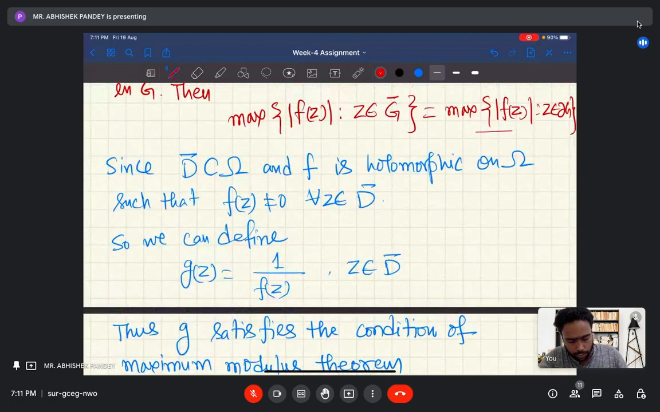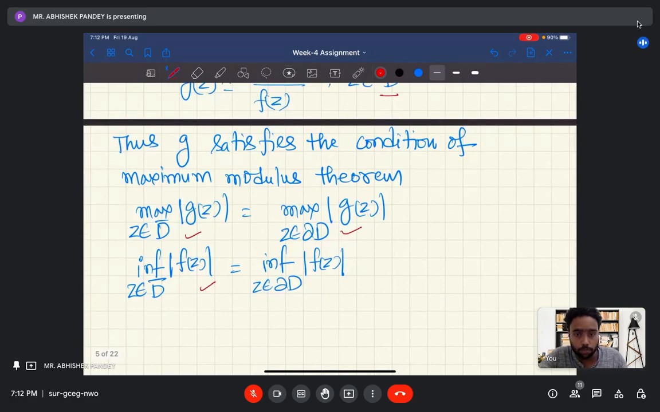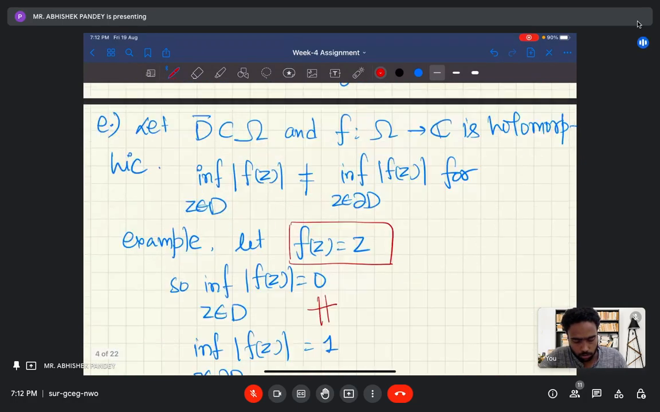f is holomorphic on omega such that f(z) is not equal to 0 for all z in D closure. So we can define g(z) equals 1 upon f(z) on D closure. Now g is holomorphic in D and continuous on D closure, so it satisfies the condition of the maximum modulus theorem. So the maximum of this will be attained on the boundary. The maximum of this is basically the infimum of |f(z)|, because it is 1 upon f(z). So the infimum for z in D closure is nothing but the infimum for z on the boundary. So this one is also true.